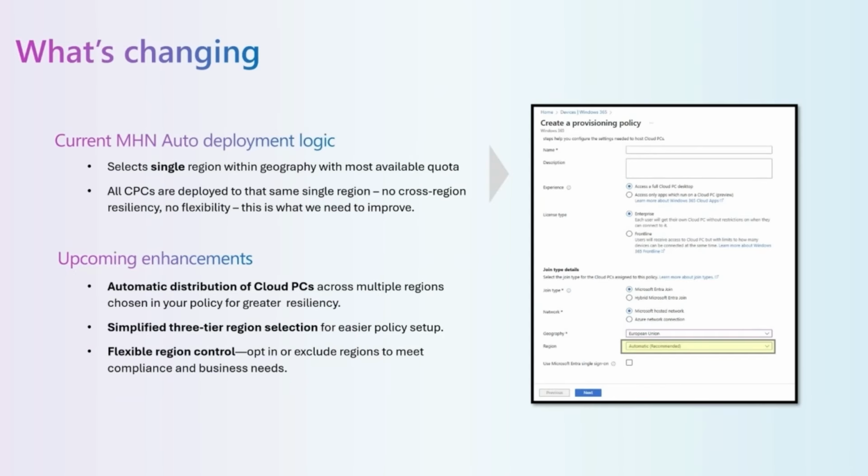Currently, MHN auto deploys cloud PCs in a single region per geography. So if one region goes down, all the cloud PCs provisioned in that region get impacted. With the upcoming enhancements, the cloud PC deployment will be distributed across all the selected regions within the geography. Along with this, we are also consolidating our geographies and introducing a new provisioning experience. Let's look at how that works.